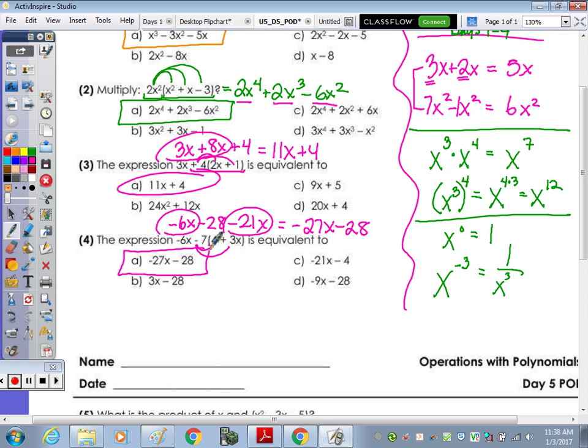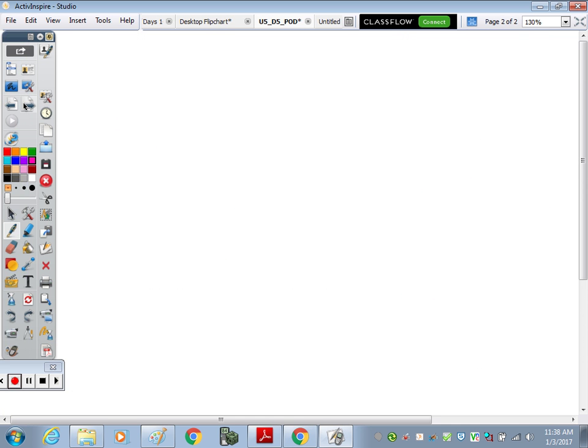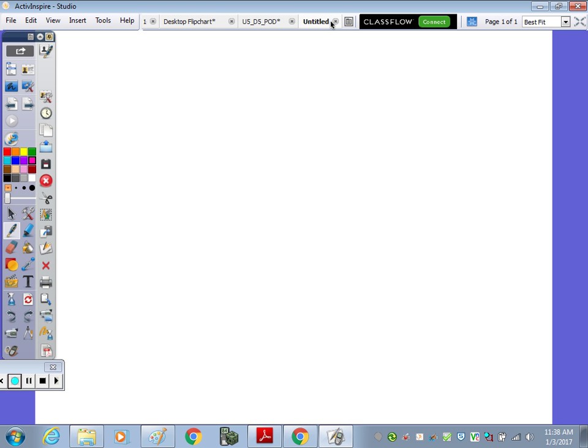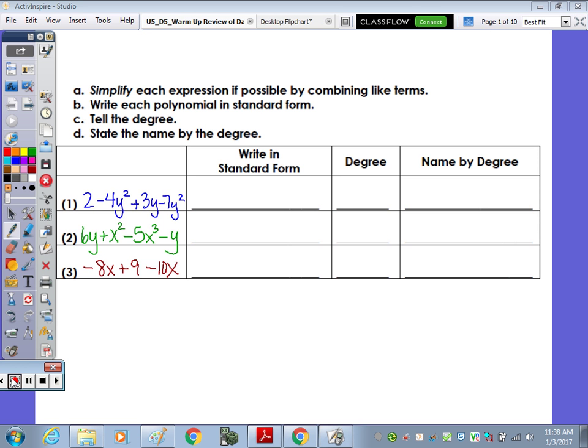Now I'd like you to flip over this warm-up, and I'm going to do some review of days 1 through 4, okay? Starting with this first one, I'm going to give you a few minutes to complete each of those three columns, and then I'm going to go over the answers. So take a minute to do part A: simplify each expression if possible by combining like terms, write it in standard form, state the degree, and state the name by degree. So once again, I'm going to give you a few minutes to look at that and complete those examples, and then I'll go over them.